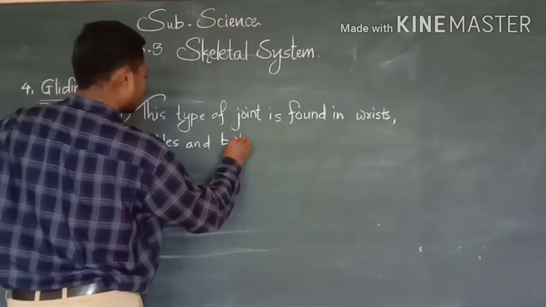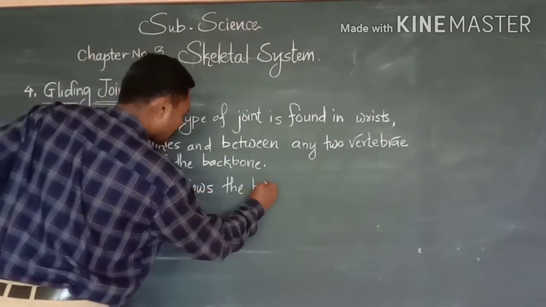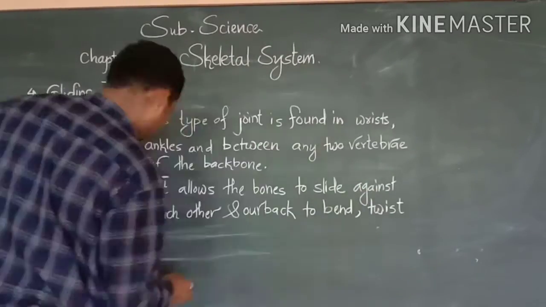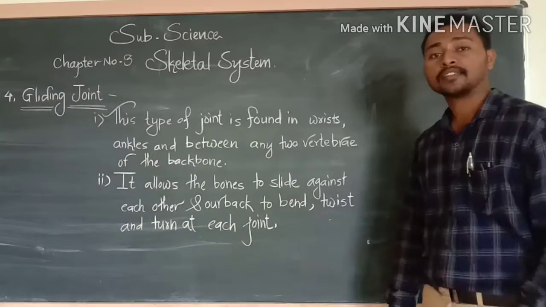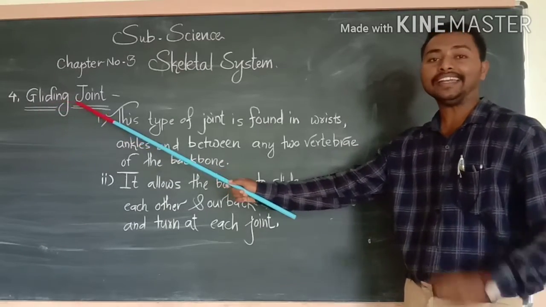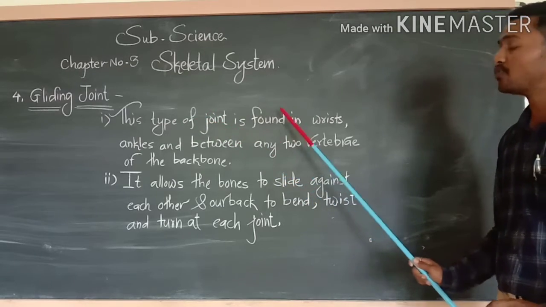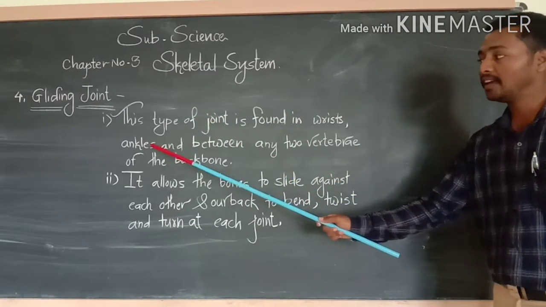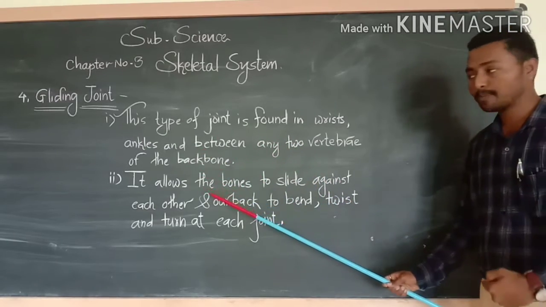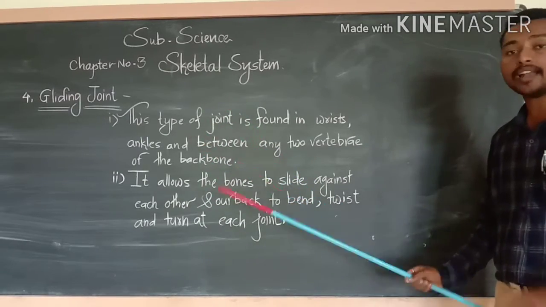Last joint, gliding joint. This type of joint is found in wrists, ankles and between any two vertebrae of the backbone. It allows bones to slide against each other. The last type of movable joints, number 4, gliding joint. Point number 1, this type of joint is found in wrists, ankles and between any two vertebrae of the backbone. This type of joint occurs in our wrist as well as ankles and between two vertebrae of the backbone.